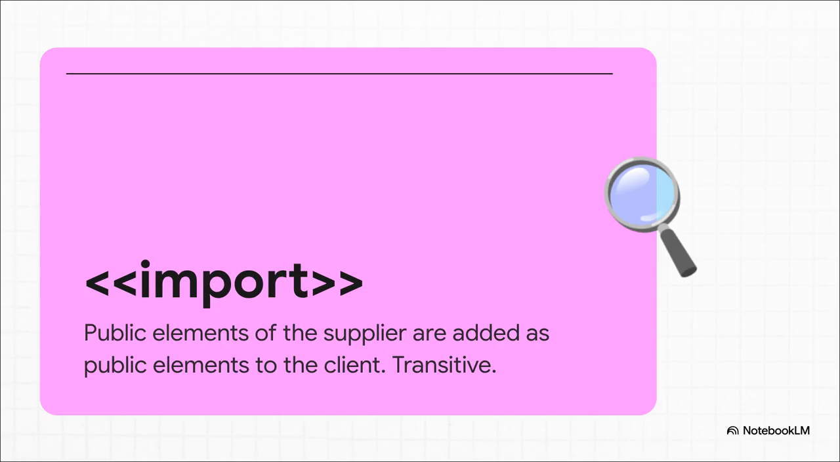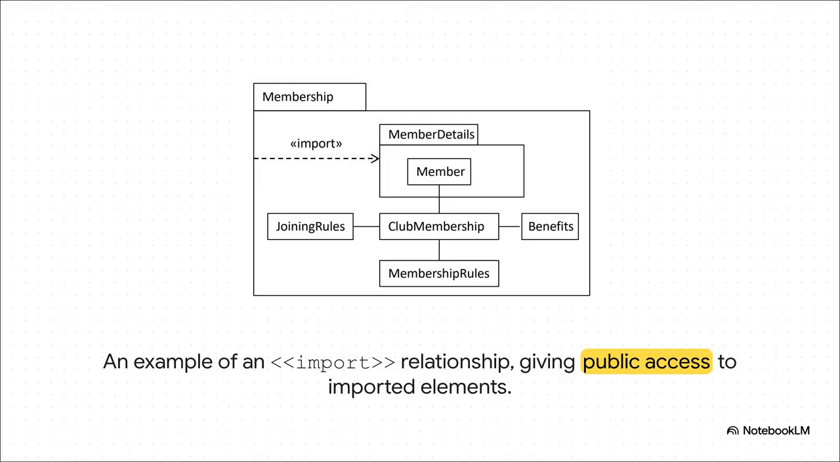Next up, we've got import. This one is much more specific. When you see this, it means all the public elements from the supplier package are basically copied into the client package's namespace, and they stay public. So they become directly usable inside the client. This one is also transitive. Here's a perfect example. That bigger membership package is our client. It's establishing an import dependency on the member details package. Because of that, the member element from inside member details becomes publicly available right inside the membership package's namespace.